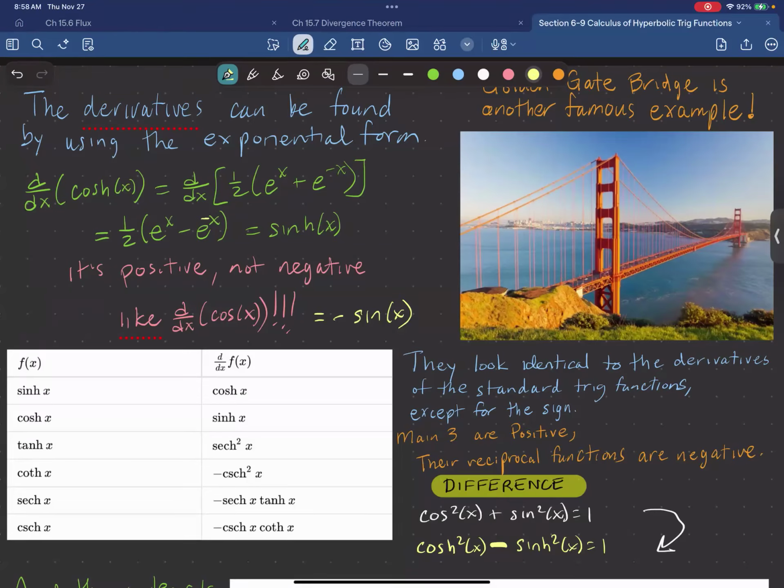In regular trig, the three that start with a C, these three had negative signs in the derivative. That's not the case here. In the hyperbolic version, just the three reciprocal functions are negative. What I mean by reciprocal is like cosecant x is 1 over sine x. That is a reciprocal. And so the hyperbolic version ones are like that.